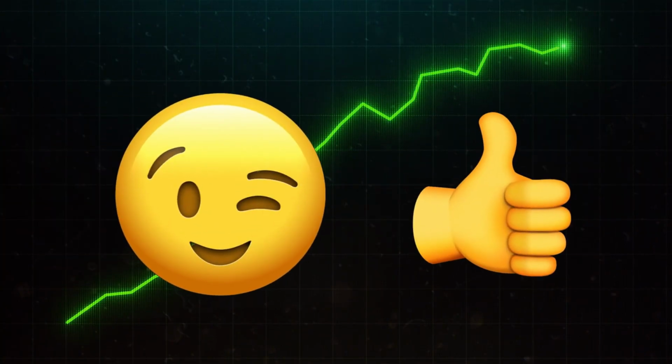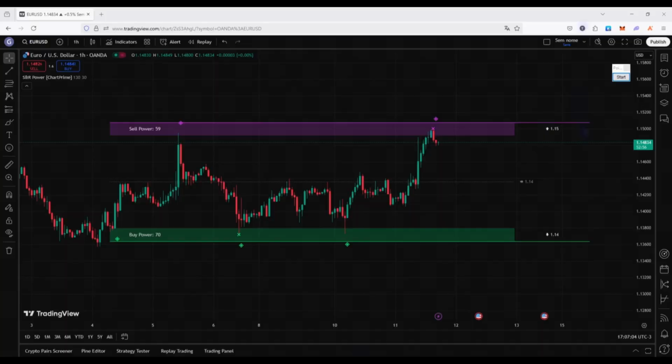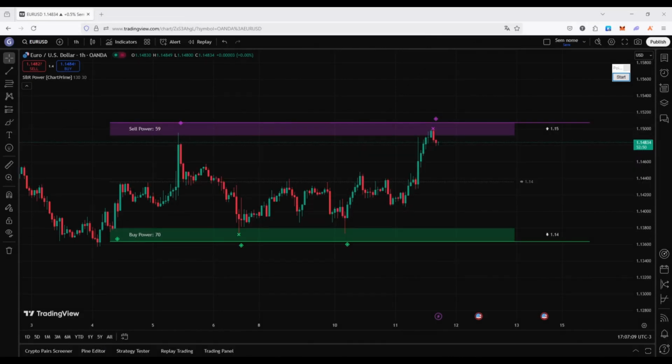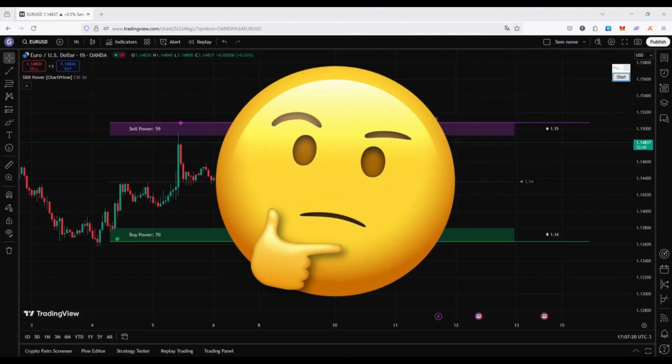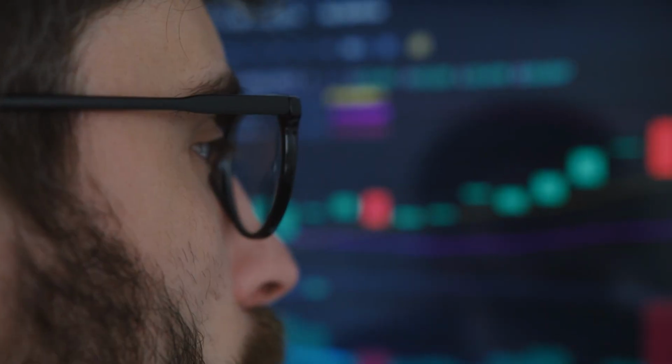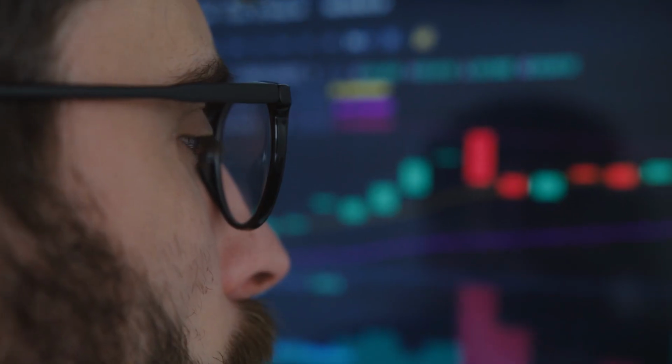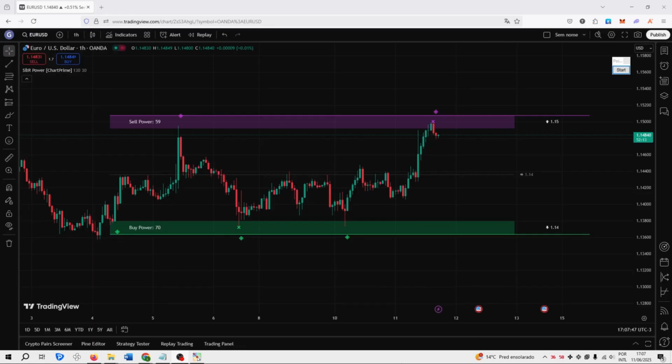Today I'm going to reveal the secret of professional traders to you, which is the support and resistance power channel indicator. This indicator not only shows you the support and resistance levels, but also tells you how strong they are and even gives clear reversal signals. Curious yet? Then hit play and come with me, because you're about to discover how to transform your technical analysis once and for all. So let's break down this amazing indicator piece by piece.